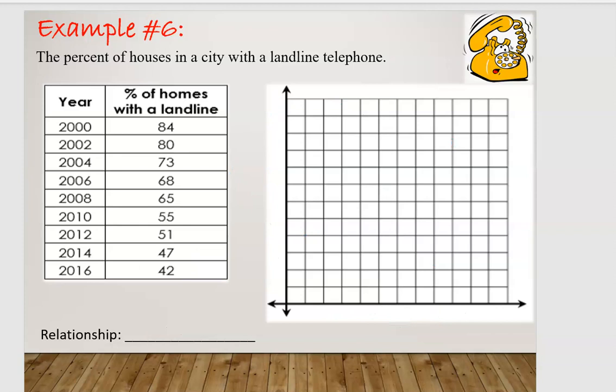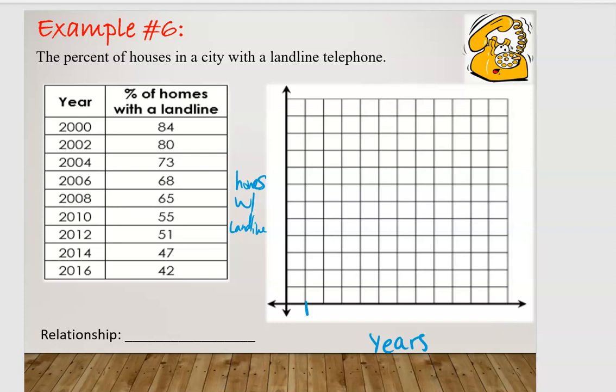We're going to do the same idea here. We're going to have years and the number of homes with a landline. So we have years and then homes with landlines. I don't even know if you guys know what that is anymore. A landline is a phone that was connected directly to your house rather than a cell phone that you can carry anywhere. So here we have our different years.